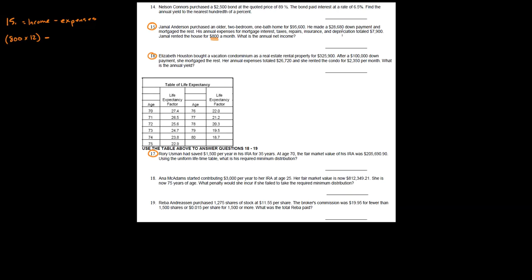The expenses, it says, we're looking here, $7,900 with all of those expenses. So if I take my 800 times 12, that's going to give me 9,600. I'm going to subtract from that the 7,900, and that's going to leave me with a net income of $1,700.